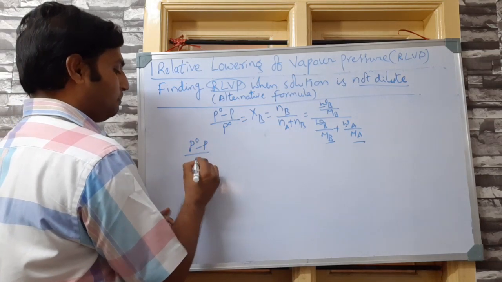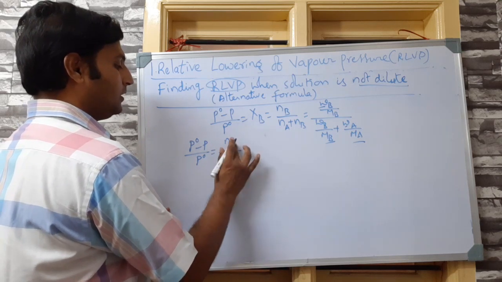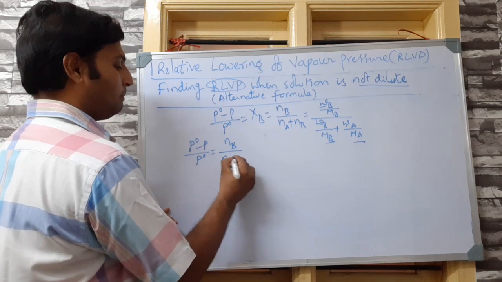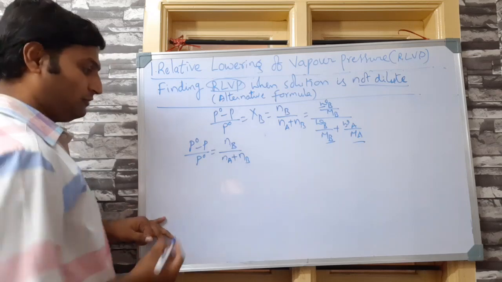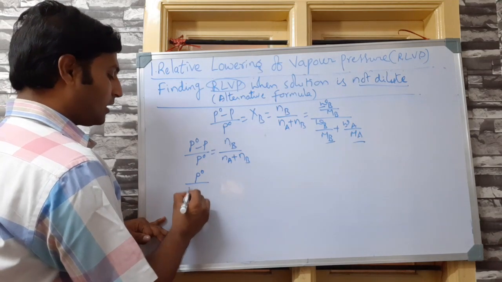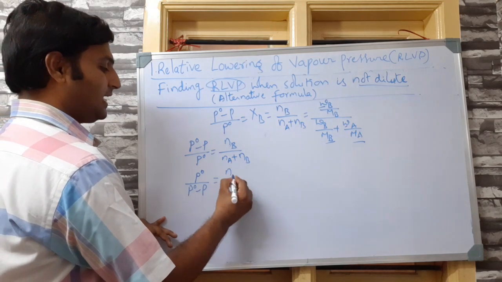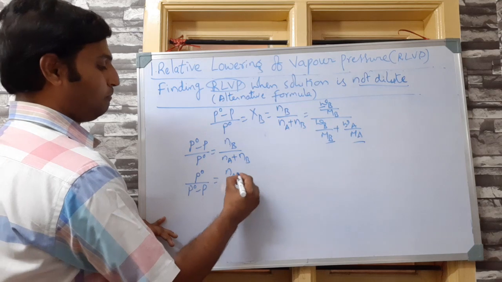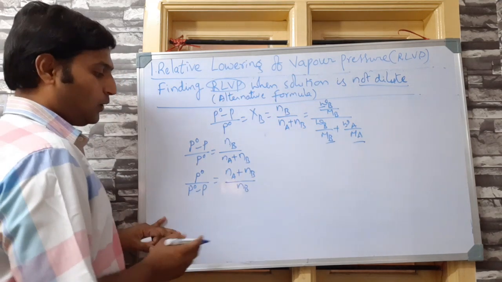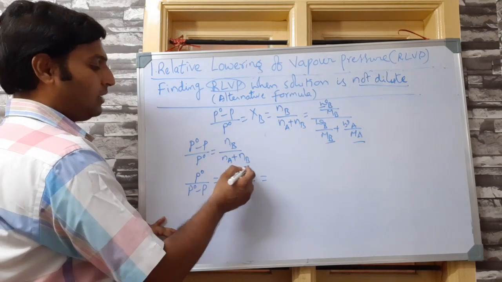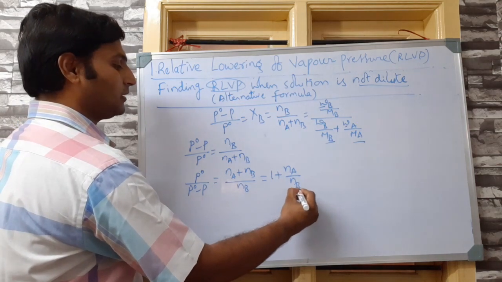See, P naught minus P by P naught is equal to Nb by Na plus Nb. This we have already established. Now let me take the reciprocal of it. That is P naught by P naught minus P is equal to Na plus Nb divided by Nb. Correct? Now, if I simplify, Na plus Nb by Nb becomes 1 plus Na by Nb. Correct?